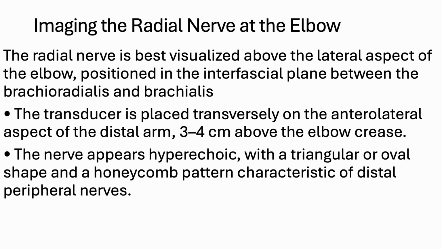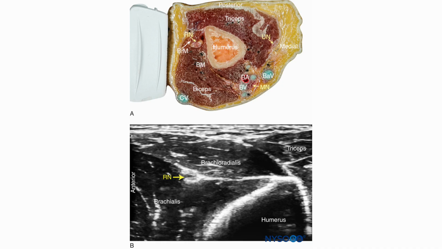When we're imaging the radial nerve, it's best visualized above the lateral aspect of the elbow, positioned in the interfascial plane between the brachioradialis and the brachialis muscles. Okay, the transducer is placed transversely along the anterior lateral aspect of the distal arm, 3 to 4 centimeters above the elbow crease, and the nerve appears hyperechoic with a triangular or oval shape and a honeycomb pattern characteristic of the distal peripheral nerves.